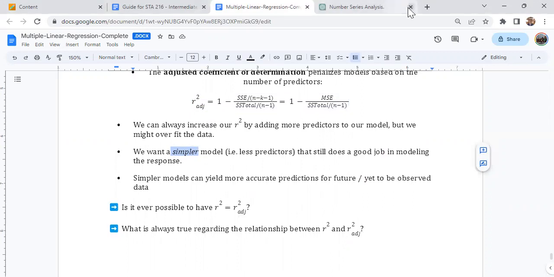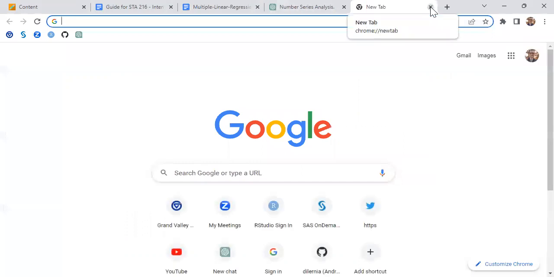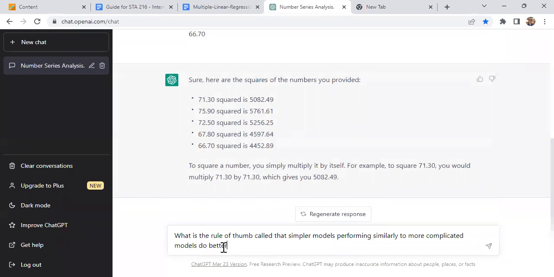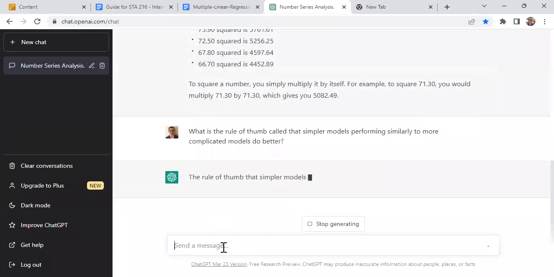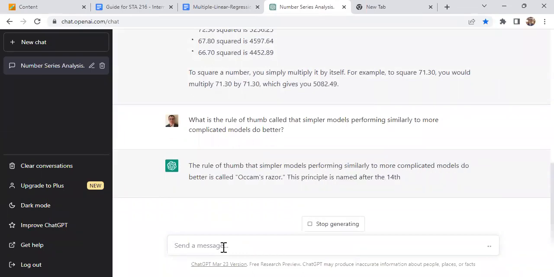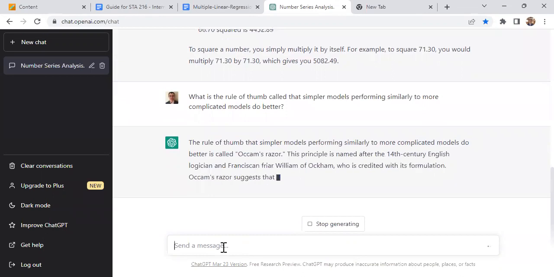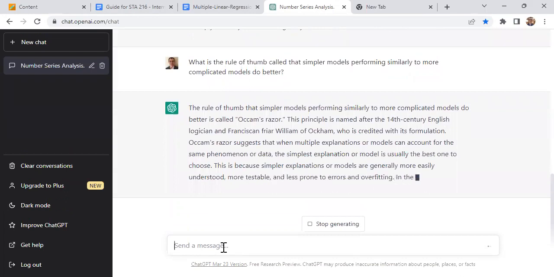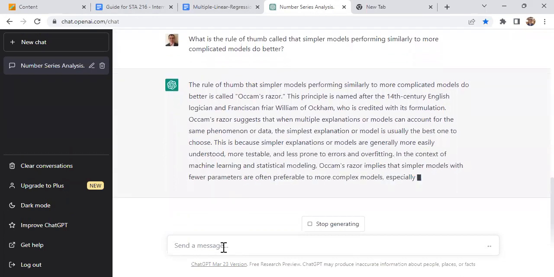I forget what it's called. Oh, maybe ChatGPT knows. I think it's Occam's razor. Occam's razor, yeah. Okay, ChatGPT is going on explaining all about Occam's razor.